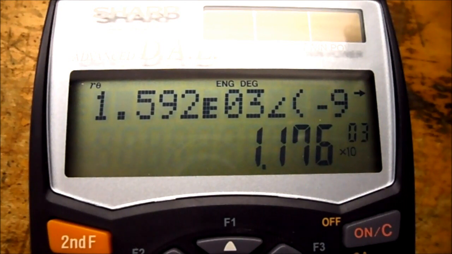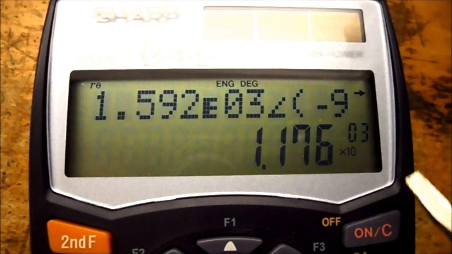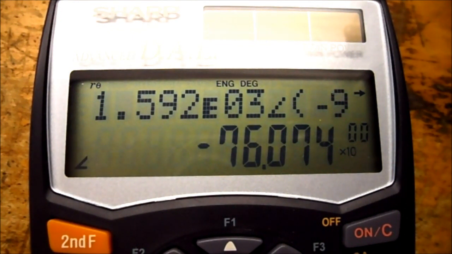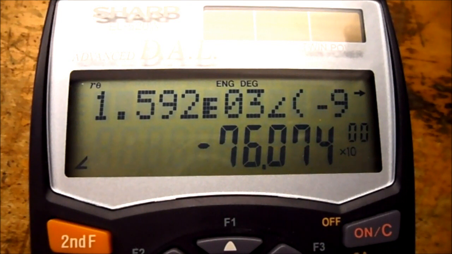And you can see it gives me 1.176 times 10 to the exponent of 3. And then when I press second function, EXP key, it tells me I have an angle of minus 76.074 degrees, which is what we calculated manually on our pre-lab calculations.